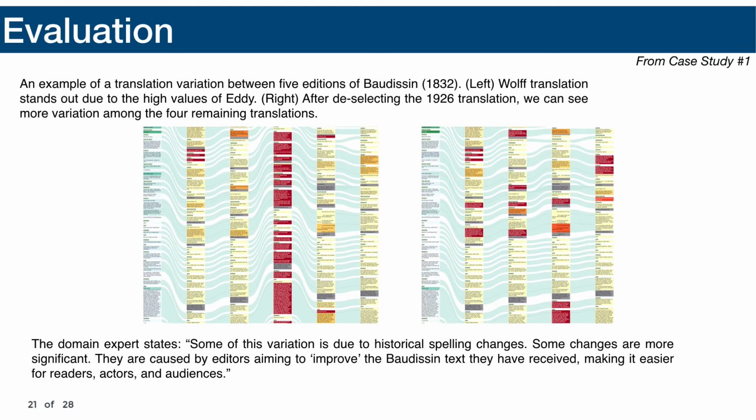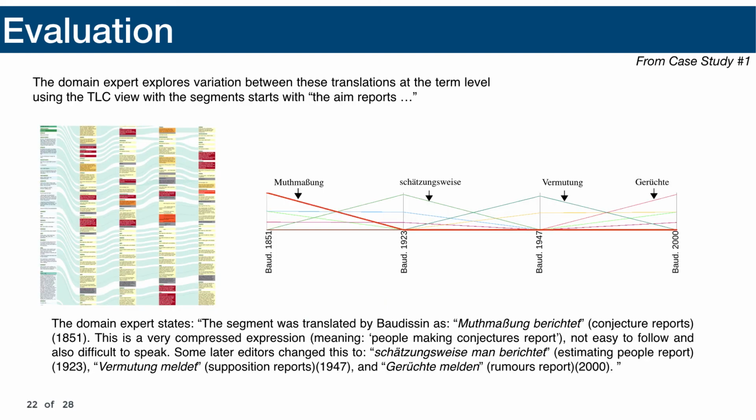For the emerged variation after the deselection of Max Wolf's translation, the domain expert states, some of this variation is due to historical spelling changes. Some changes are more significant. They are caused by editors aiming to improve the Gaussian text they have received, making it easier for readers, actors, and audiences. The domain expert explores variation between these translations at the term level using the TLC view, with the segment starting with the AIM reports.